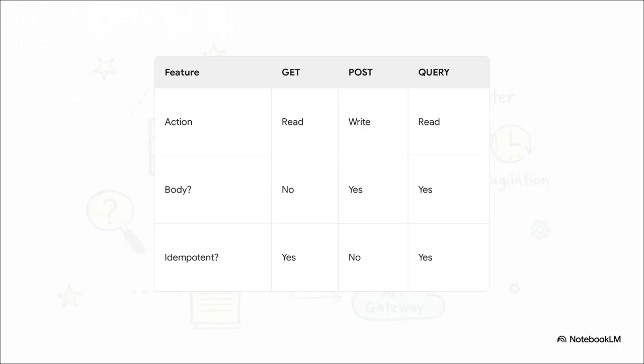What query does is perfectly marry the safe, cacheable semantics of GET with the heavy payload capabilities of POST. Just like POST, query allows you to send a request body, which means you can send those massive, complex JSON or XML filters cleanly. But just like GET, its primary action is strictly to read. It is fully idempotent. That means it won't ever modify the server state, making it incredibly easy and safe to cache, and totally safe to automatically retry if the network drops.